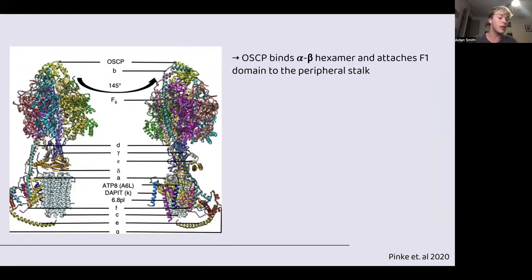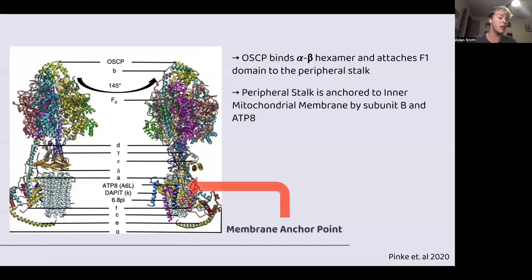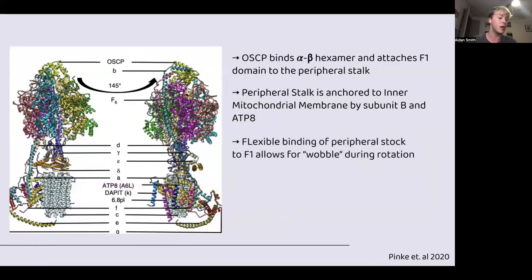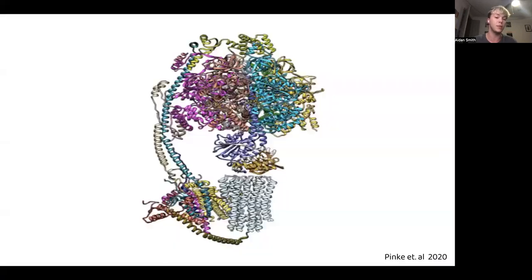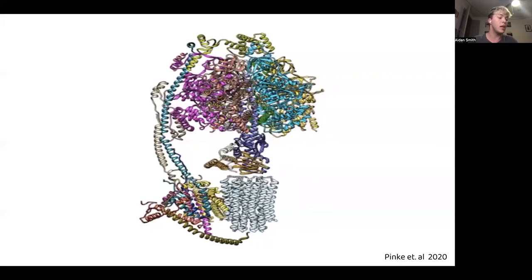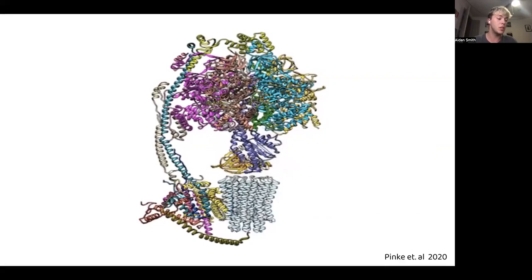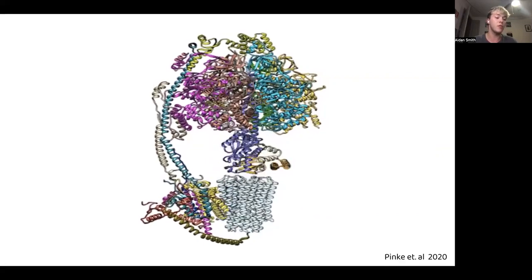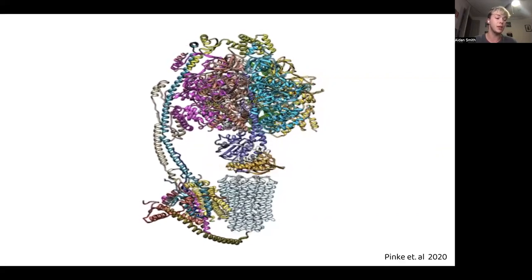The peripheral stalk is anchored to the inner mitochondrial membrane via interactions with the transmembrane helices of subunit B and ATP8. The type of flexible binding of the peripheral stalks allows for a slight wobble of the F1 subunit during rotation. Rigid body fitting of the subunits into maps of other rotational states allowed researchers to model the movement of the enzyme during its catalytic cycle.